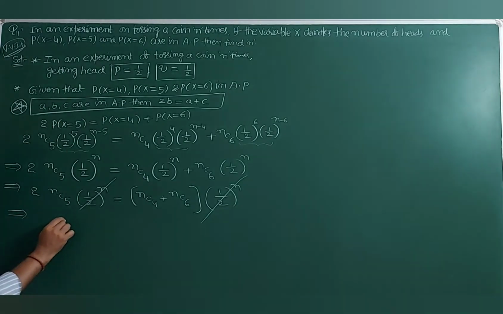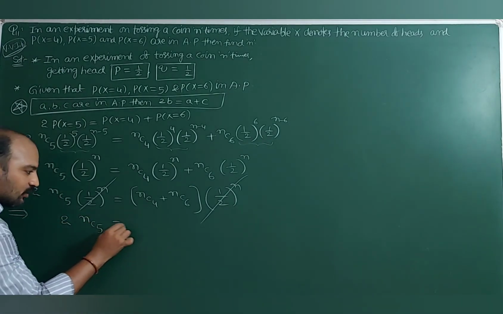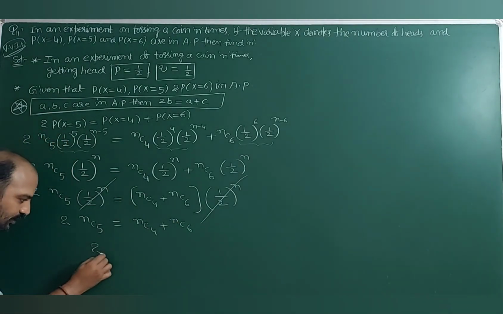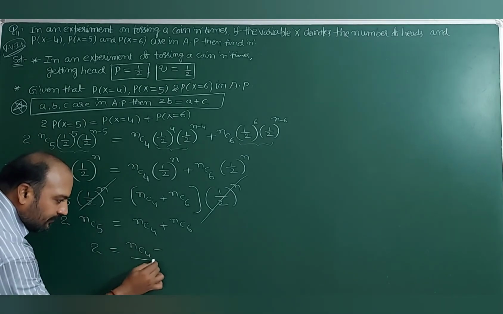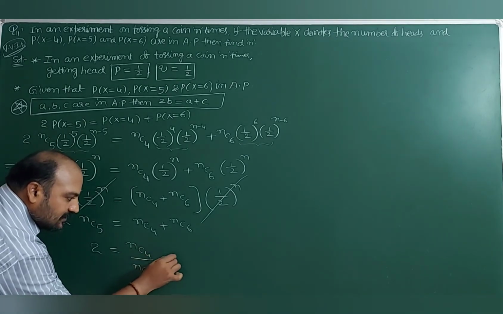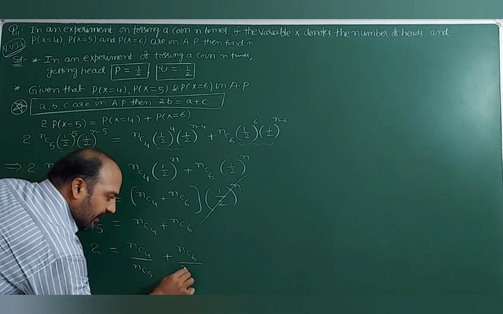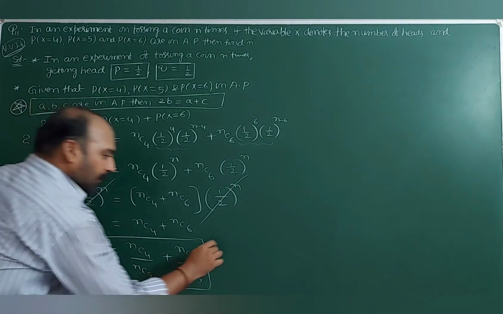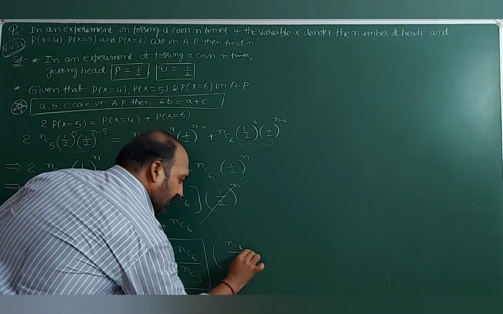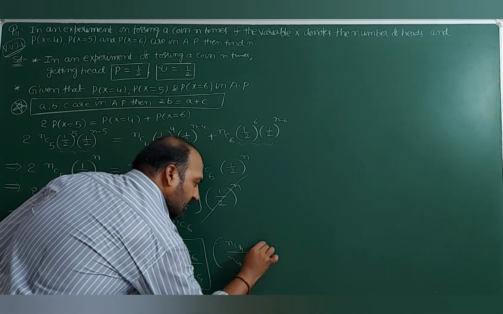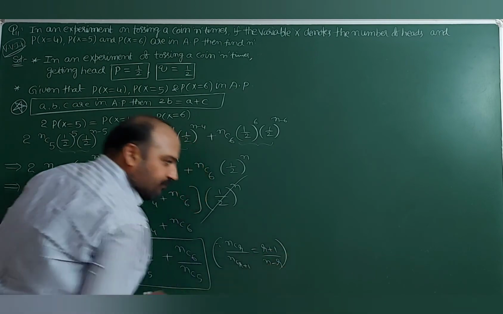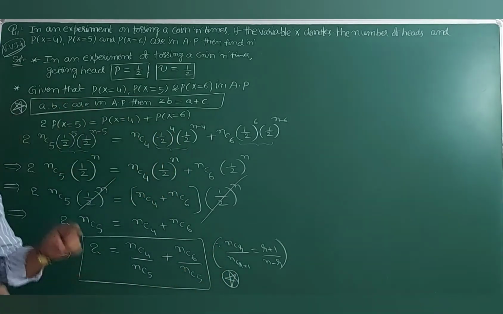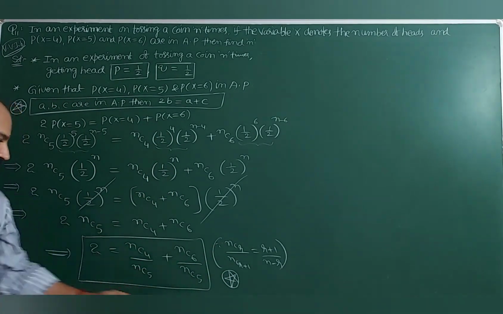So that implies 2 times nC5 is equal to nC4 plus nC6, and nC5 I am taking here: 2 equal to nC4 by nC5 plus nC6 by nC5. After reaching this step, we are going to move by applying the formula nCr by nC(r+1) is equal to (r+1) by (n minus r). This is a very, very important formula, dear students. Wherever I am putting the star marks, keep concentrating and simplify.